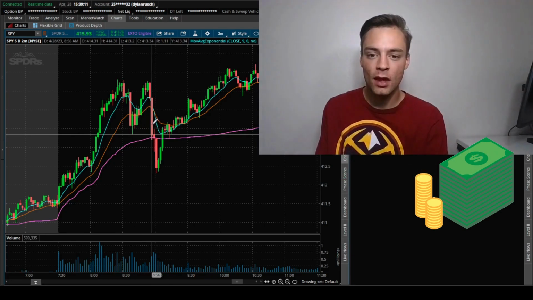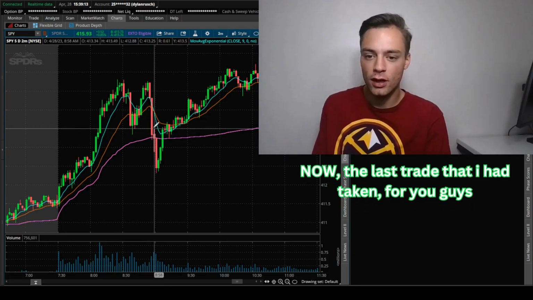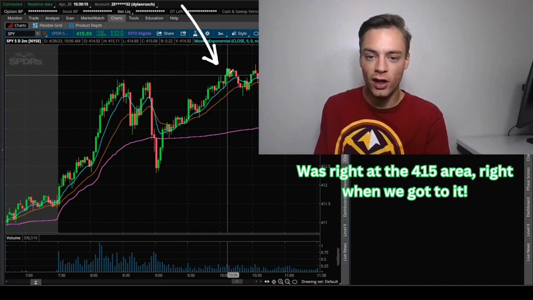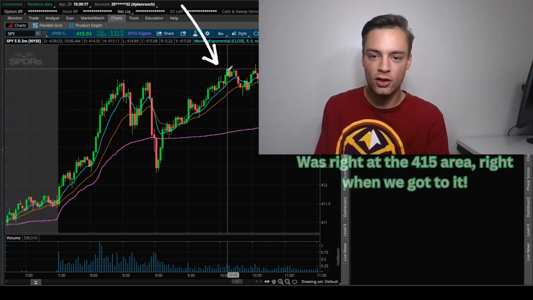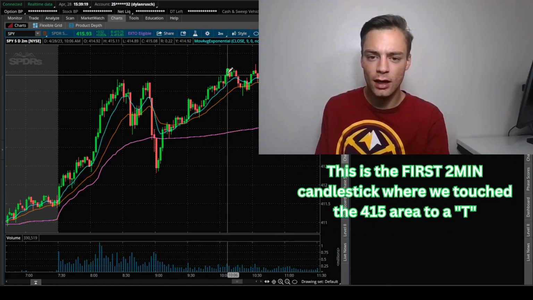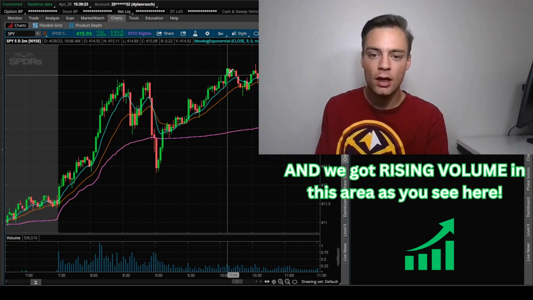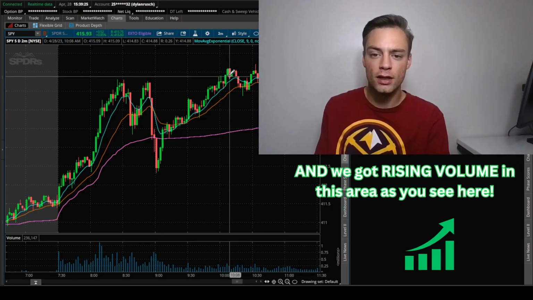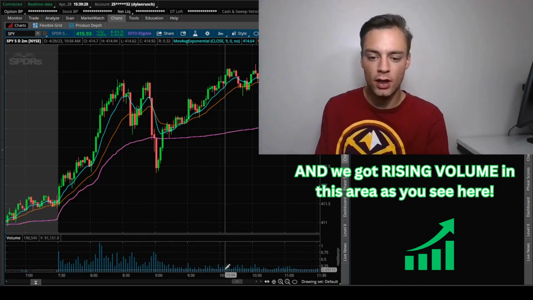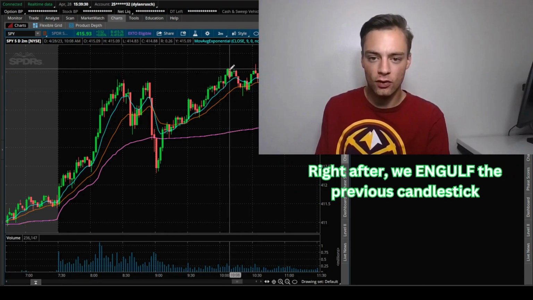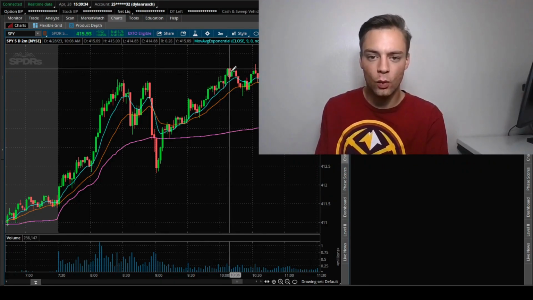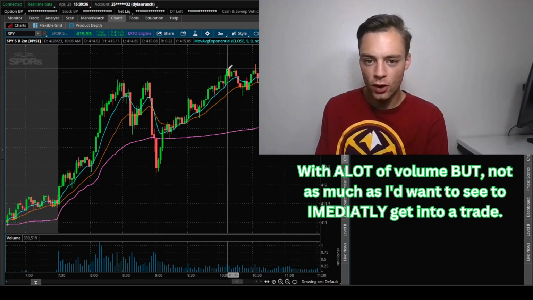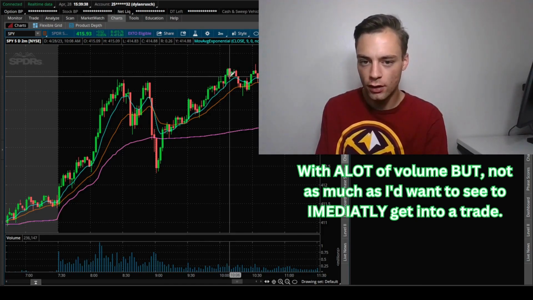And then the last trade that I took today, you guys, was right at that 415 area, right when we got to it. This was the first 2-minute candlestick that we had touched the 415 area to a T, and we got rising volume to this area on our 2-minute, as you guys can see here. And right after that, we ended up engulfing the previous candlestick with a lot of volume, but not as much volume as I wanted to see to just get right into this trade.